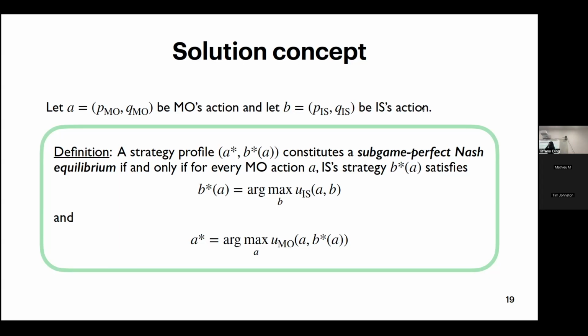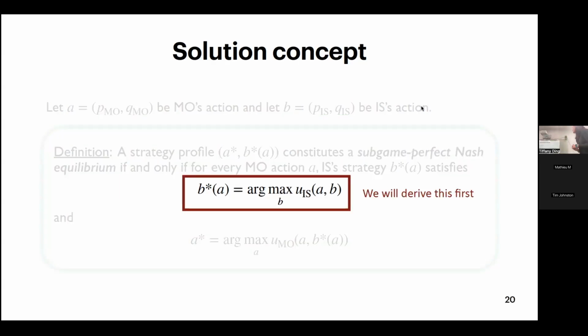So first, this B star function, given an action A chosen by the marketplace operator, the independent seller has to be best responding to that A. And then this A star must be maximizing the utility for the marketplace operator, plugging in this best response function for the independent seller. Okay, so we'll derive this best response function first.